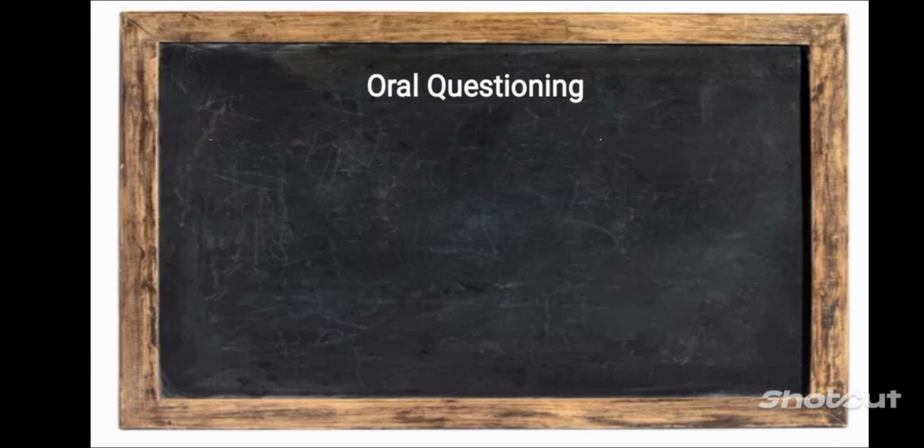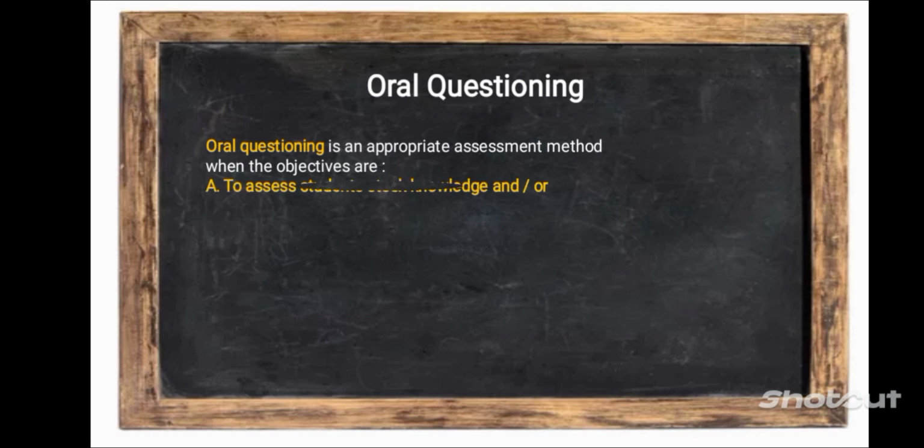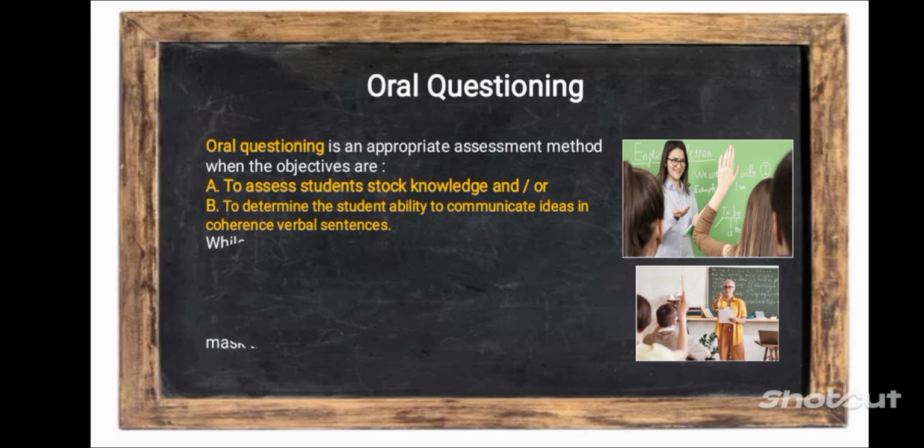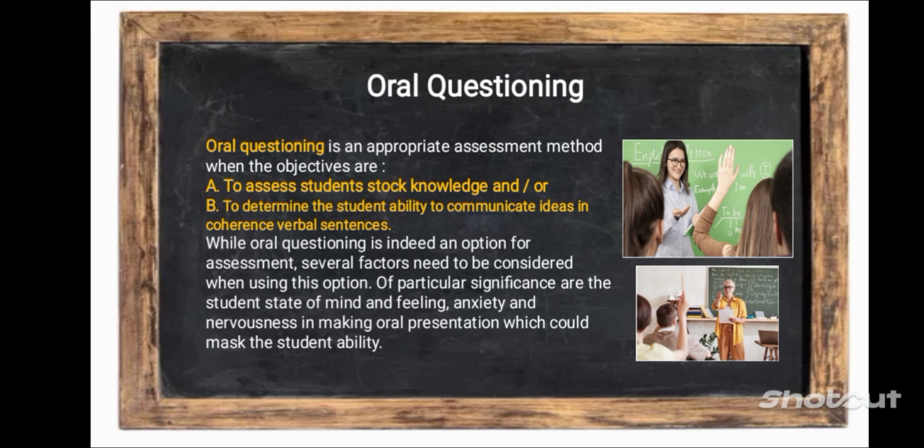So what is oral questioning? Oral questioning is an appropriate assessment method when the objectives are to assess students' stock knowledge and to determine the student's ability to communicate ideas in coherent verbal sentences. While oral questioning is indeed an option for assessment, several factors need to be considered when using this option. Of particular significance are the student's state of mind and feelings, anxiety, and nervousness in making oral presentations, which could mask the student's ability.